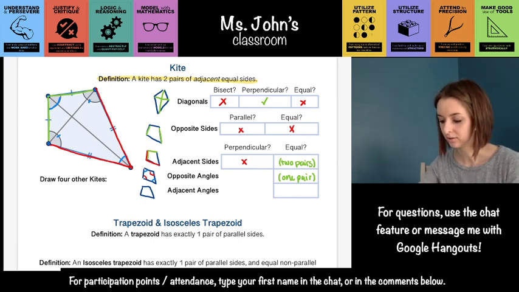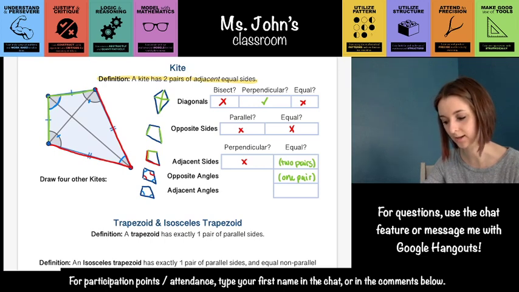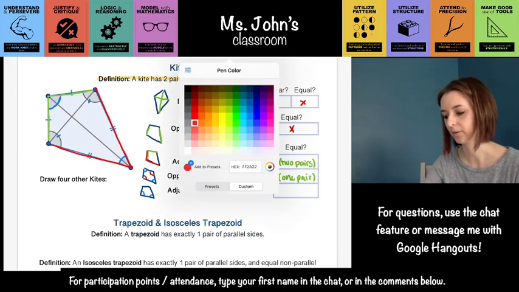And adjacent angles, none of your adjacent angles are ever going to be the same. That's a big no.